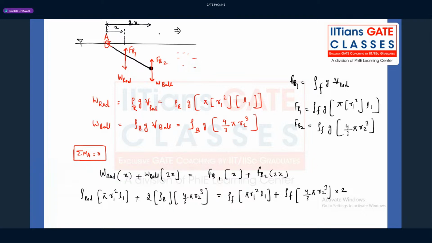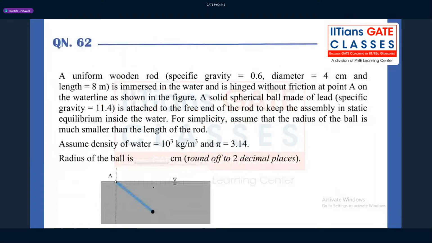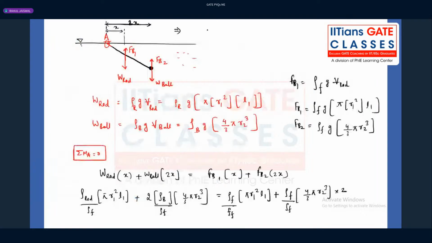So I'm doing the solution once again here. If you divide rho of rod by rho of fluid, you are going to get the specific gravity. What is the specific gravity of the rod? It's 0.6. That means rho of rod to rho of fluid is 0.6. And what is the specific gravity of the ball with respect to the rho of fluid, guys? It's 11.4. So keep that value here.